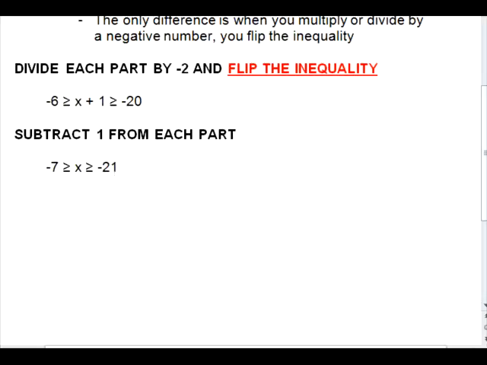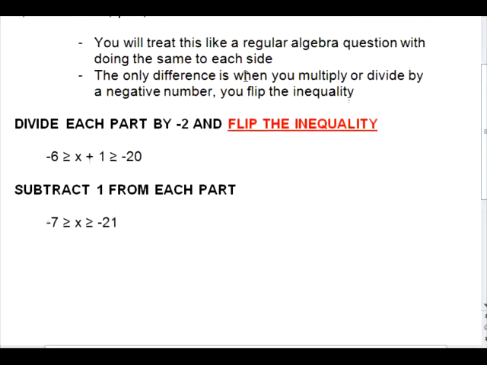Okay, now a few things to remember with this is, again, just what I listed up here. Regular algebra, the only difference when you multiply or divide by a negative. Secondly, this inequality has to hold. Okay, negative 7 is bigger than negative 21, so it has to fit in that. Right? So you guys try part B right now.